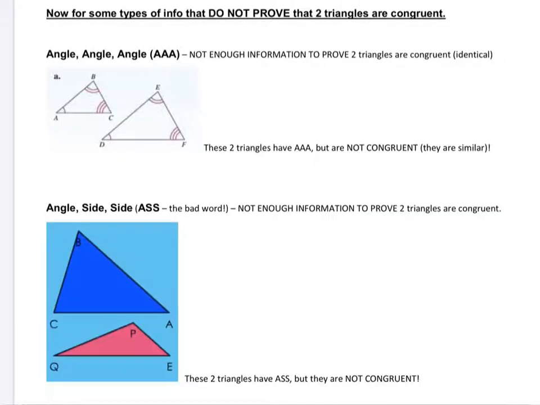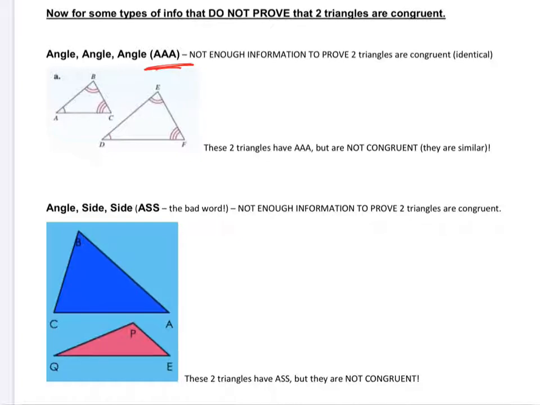Exactly right. We'll see that in the next one. Angle, angle, angle doesn't work. So now we'll talk about the two that don't work. There's actually just two three-letter combos that do not work. Angle, angle, angle. You can see that example they're giving right there. I'm just taking these out of your book. See those two triangles? They have the same three angles, don't they? But they're clearly not identical. One is a bigger version of the other.